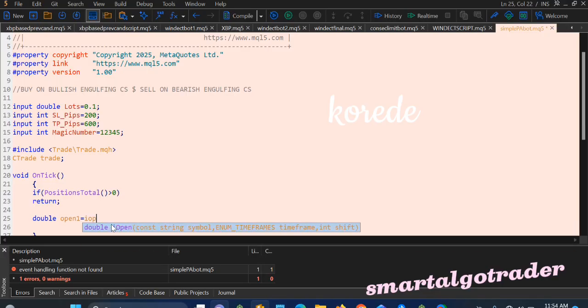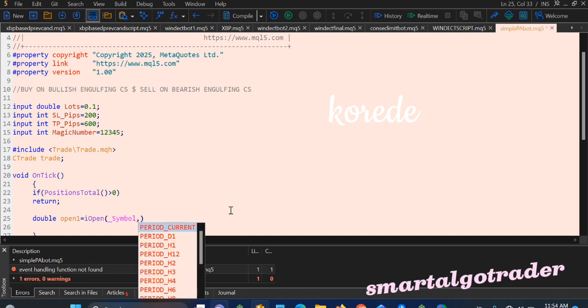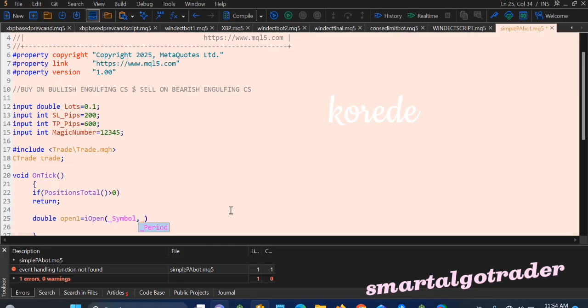I open. Can you see I open? And it gives us this information, the time frame, the shift. Oh my god, this is very interesting. But let's keep going. That's the symbol of what we want to trade, and MK5 already provided that. And the period, I just put the underscore period, so any period. Did you understand? So let's keep going.